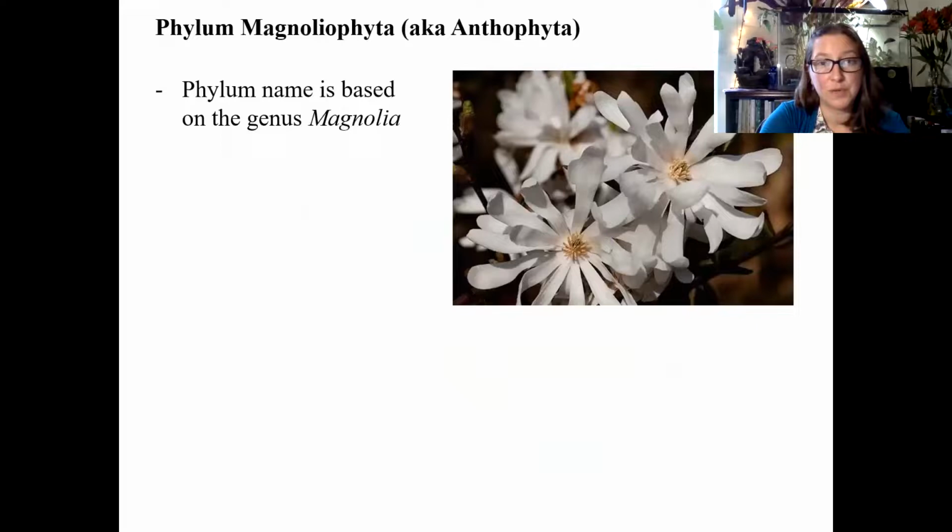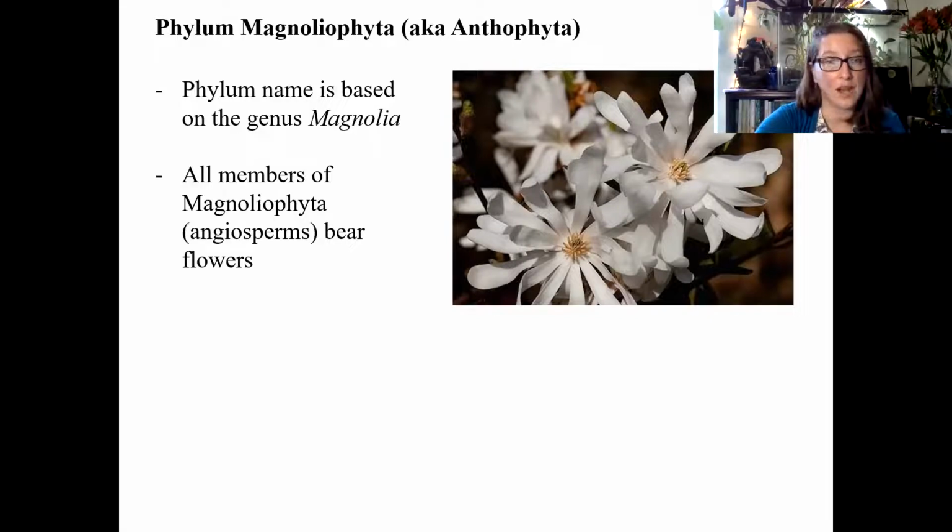Why are angiosperms important? Well, first we have to just mention briefly, you guys don't need to know the names of the phyla, but just so you know, because you'll see it in your book, angiosperms are in the phylum Magnoliophyta, aka Anthophyta, depending on what resource you're using. And the name for that phylum comes from magnolia trees, which are common in New York, New Jersey, and Connecticut, and a lot of different other places.